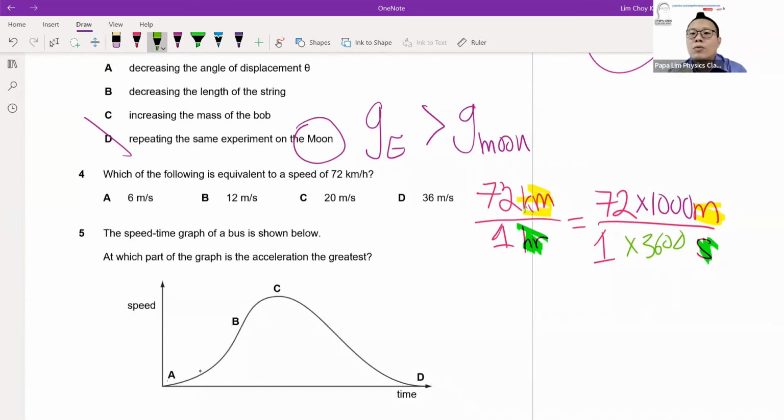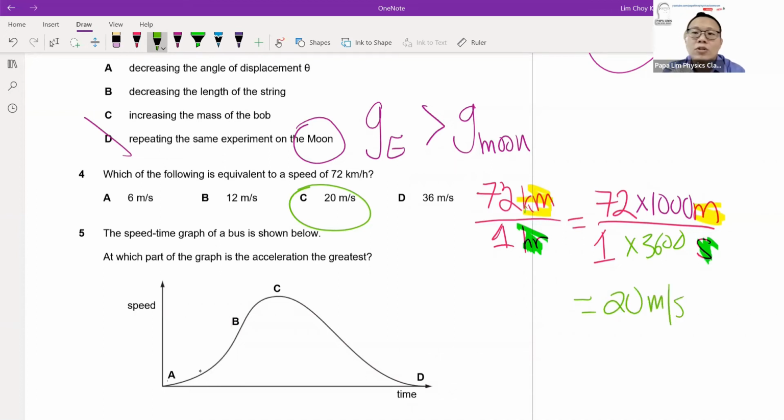Then after that, once you've got these two factors, once you can convert km to meter and hour to second, you put them all together. Then you use your calculator to do the calculations, the simplification. So it will be 72,000 divided by 3600. You'll find that the answer will be C, 20 meter per second.